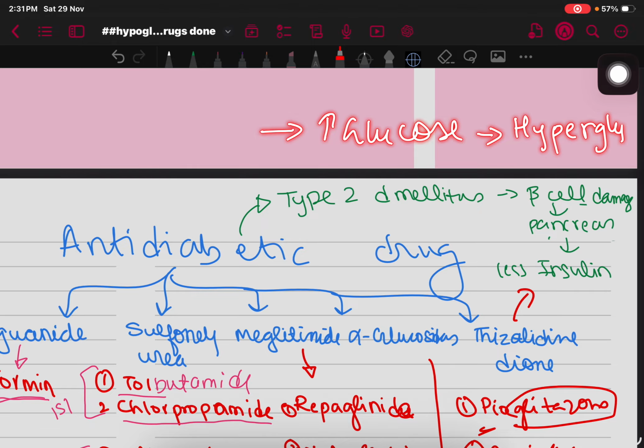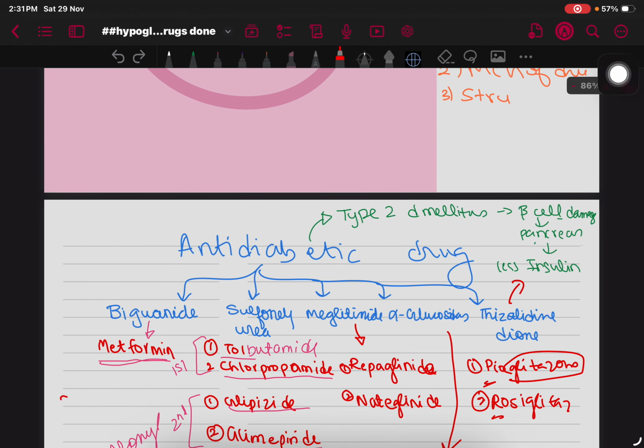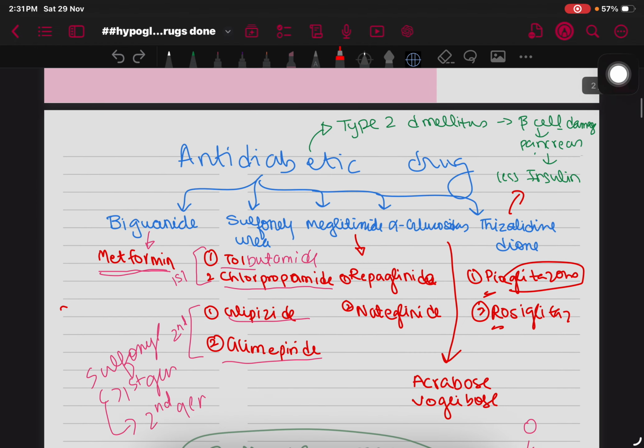So we administer these drugs, which will help push the beta cells to produce more insulin to decrease the glucose level to some normal level. Now the classification of anti-diabetic drugs.